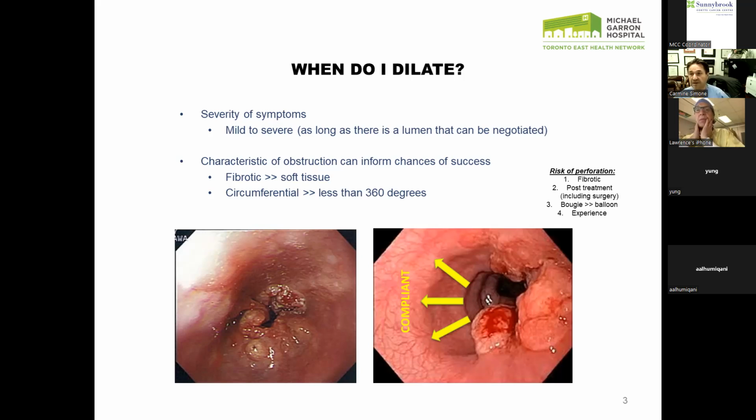Risk of perforation is higher whenever we have fibrotic lesions post-treatment, and that's usually radiation. Chemo is rarely a problem unless patients are cachectic and doing extremely unwell.